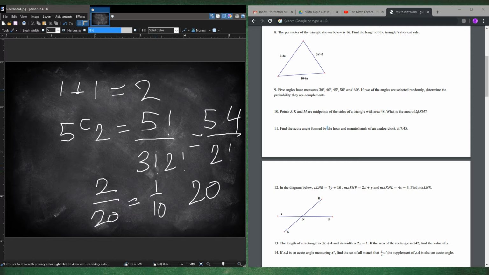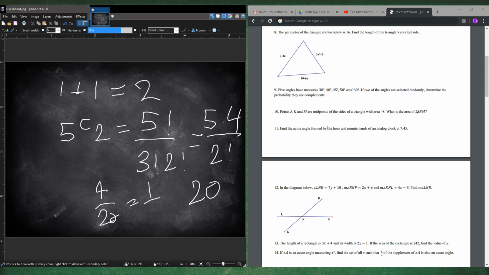Oh wait, no, never mind. I forgot, because it could be 30 and 60, or 60 and 30. So that's two of them. And then this could be 40 and 50, or 50 and 40. So that's two of them. So that's four. So that's 4 over 20, and that makes 1 over 5, which is the answer. Sorry, let me redo that. 4 over 20 equals 1 over 5.